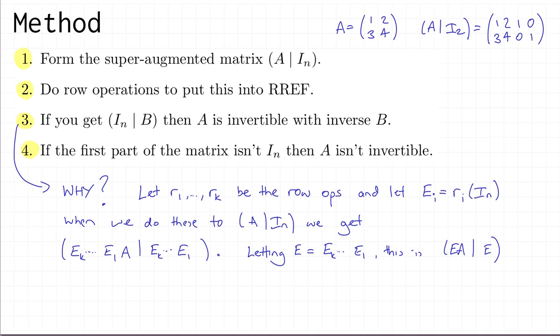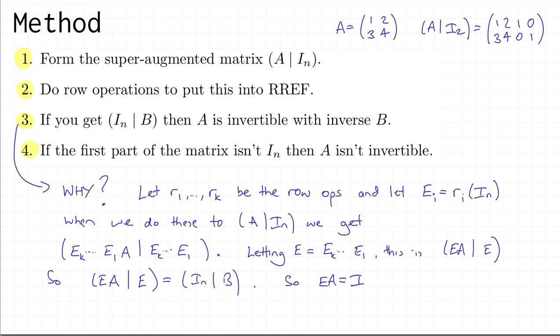Okay, but it's also equal to something else. We have EA and then E, that is the identity, and then B, because we're assuming at part 3 that we got the identity and then B. So this B is actually the product of the elementary matrices, which we're calling E. So in particular, EA is equal to the identity.